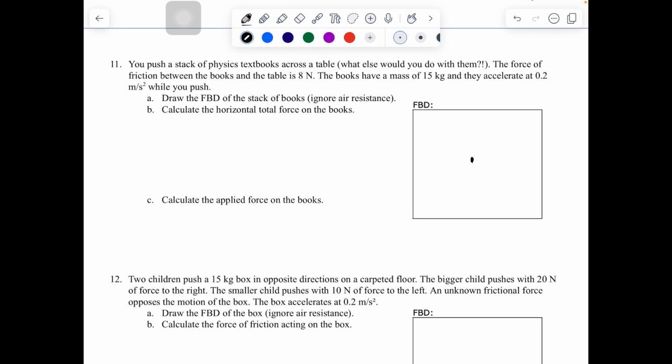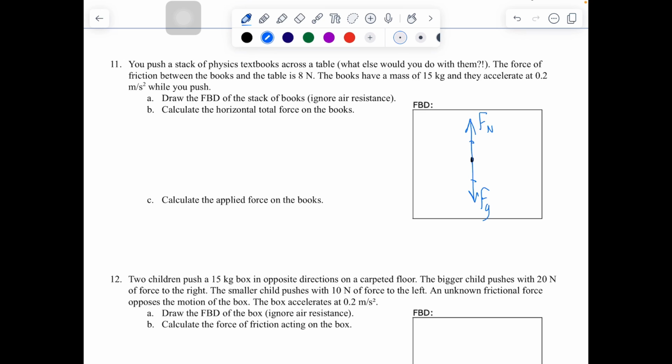Here is our dot representing our object. Draw the free body diagram of the stack of books. Well, they're on Earth. We have a force of gravity. They're on a table, a surface, so there's a normal force. The books are not moving up or down. They're not accelerating up or down, more importantly. So we know our vertical forces must be balanced with each other.